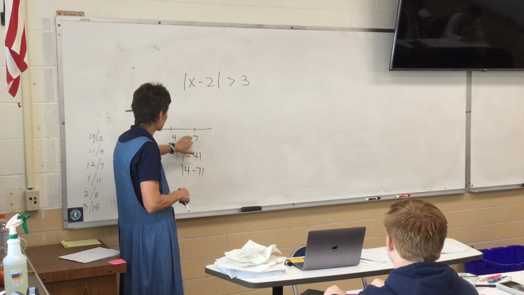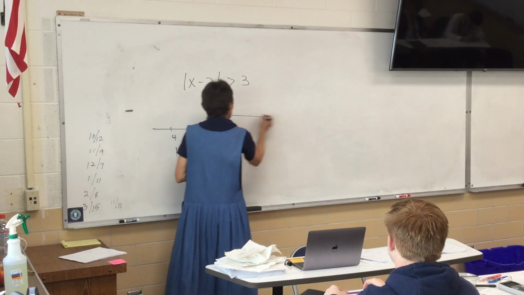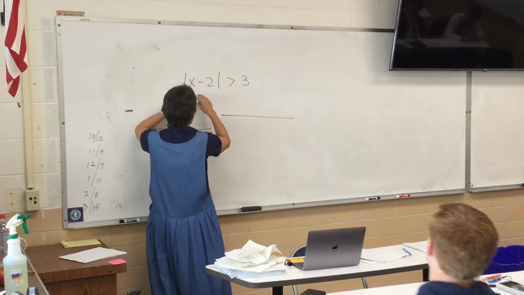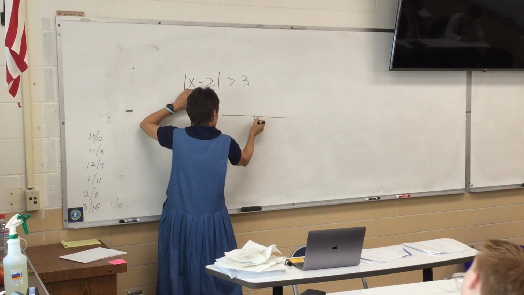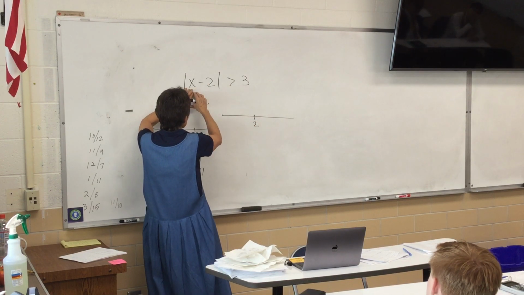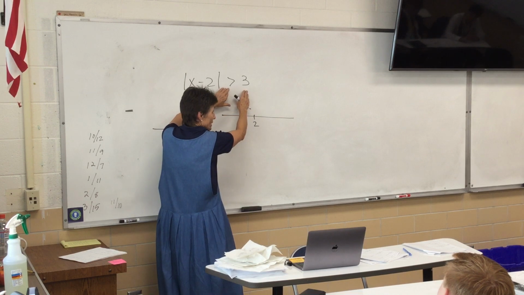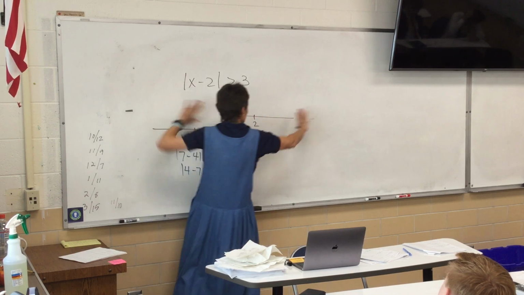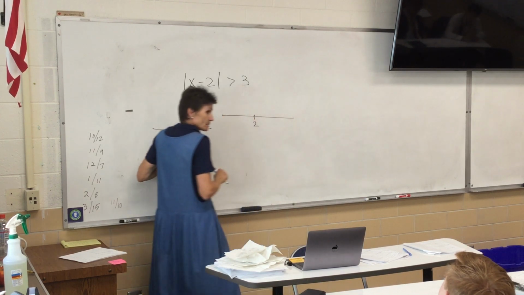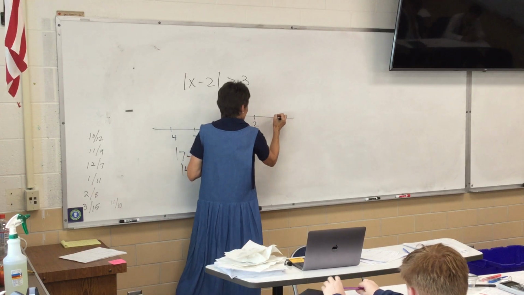This is distance, to find the distance between two numbers. So what this problem says to me is the distance between something and 2. So here's 2. The distance between something and 2 is more than 3. So where could that something be? Doesn't that something have to be out here? Yeah. So let's see.